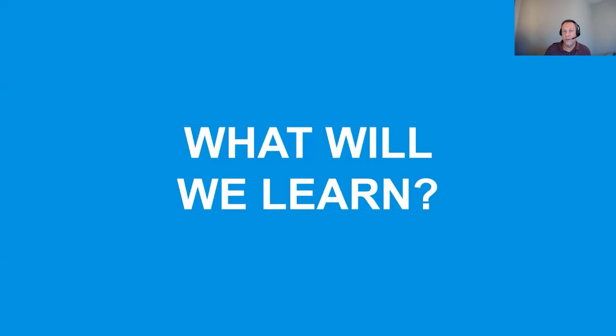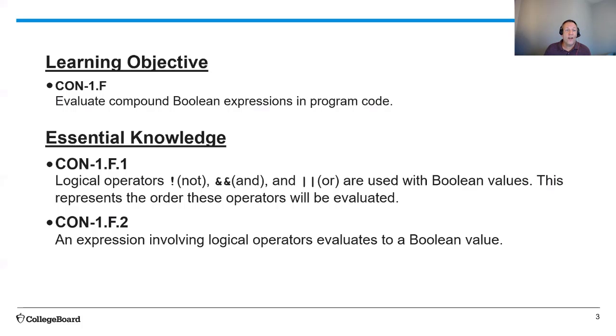So what will we learn? Again, we're still evaluating our compound Boolean expressions in our program code. And in this video, we're going to talk about our logical operators, not, and, and or, and they are evaluated in that particular order. And we're going to show how these expressions evaluate to a single Boolean value.